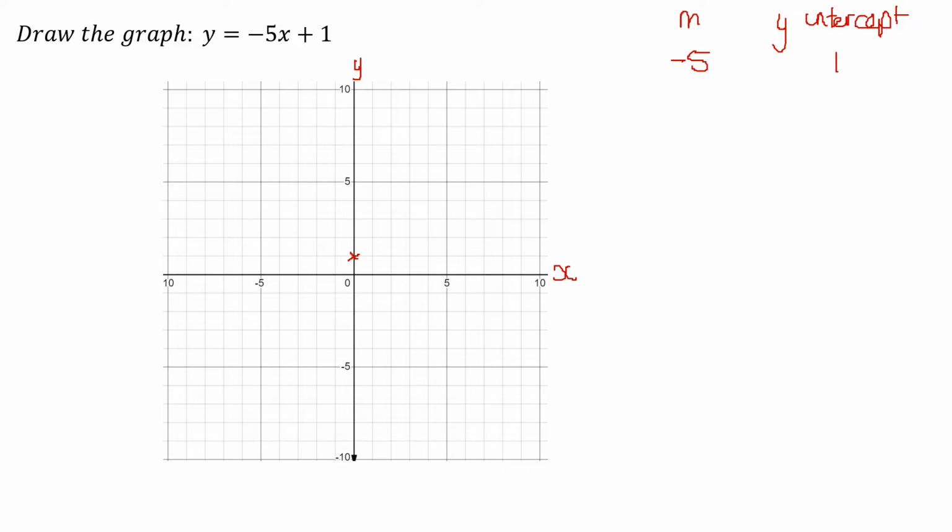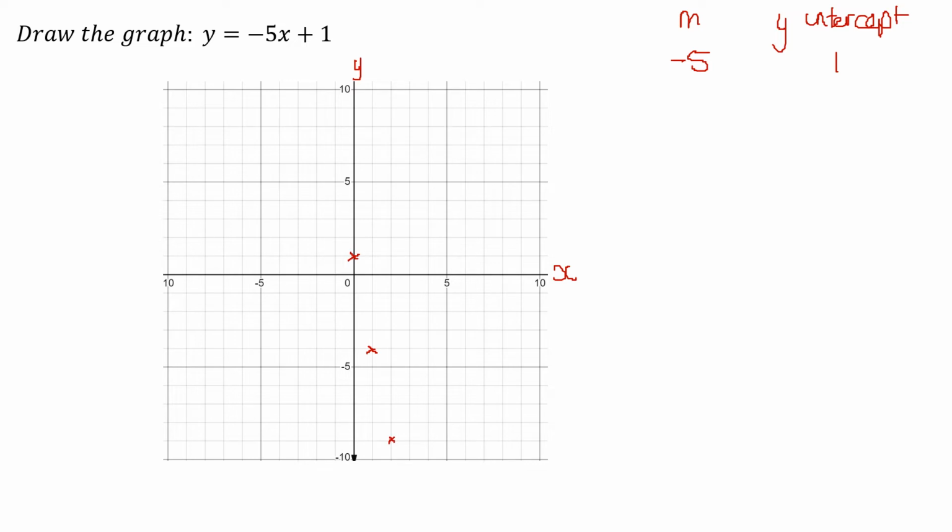So again, when we go across 1, this time it's minus 5. So instead of going up, we go down as it's negative. So we're going to go down 5 this time. So starting off at our y-intercept, we'll go across 1 and down 5. So we'd have a mark there, across 1 and down 5. So let's keep marking our points, across 1, down 5, across 1, down 5.